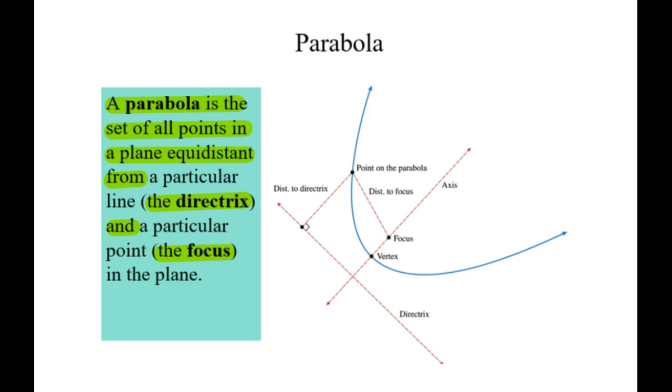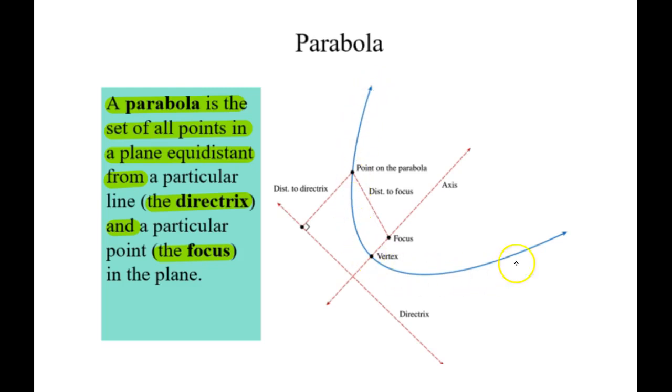Now we're going to talk about the formal definition of a parabola. This is something I expect you to know. So a parabola is a set of all points in a plane equidistant from the directrix and the focus. Okay, so I expect you to know that formal definition. Now we're going to talk about what the directrix and the focus are, relating them to the parabola.